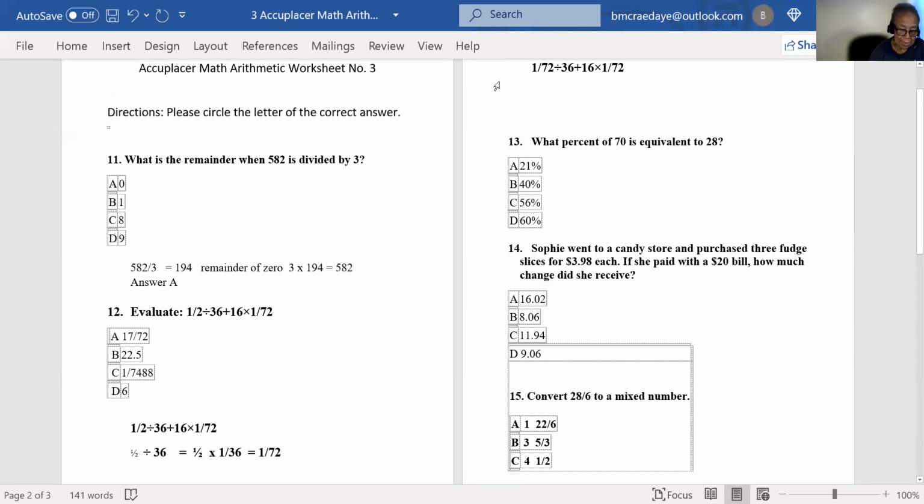So let me put 1/72. Take out this because that's what we got. Okay. 1/72 plus 16 times 1/72. Now, what's the next operation? Okay, the next operation is multiplication. 16 times 1/72, right? So what we will have is, let me just copy that.